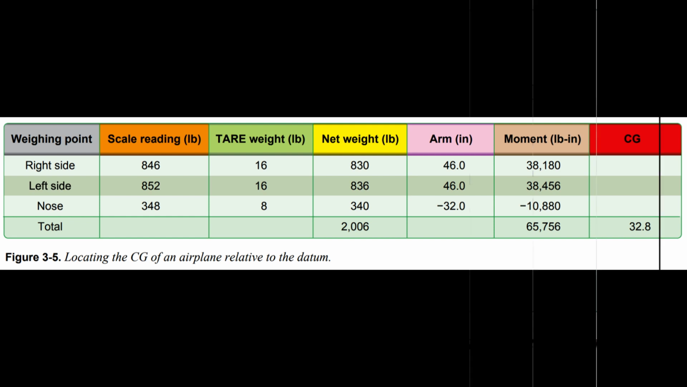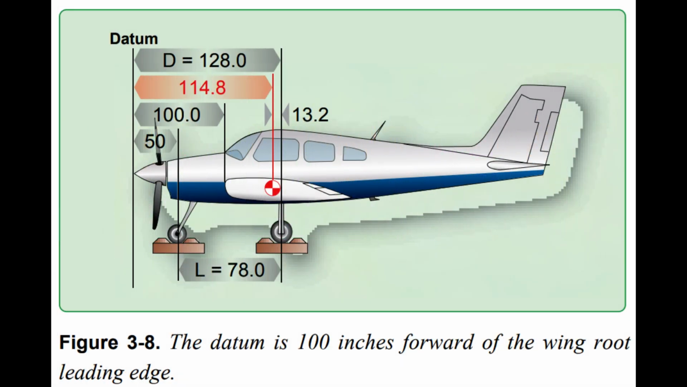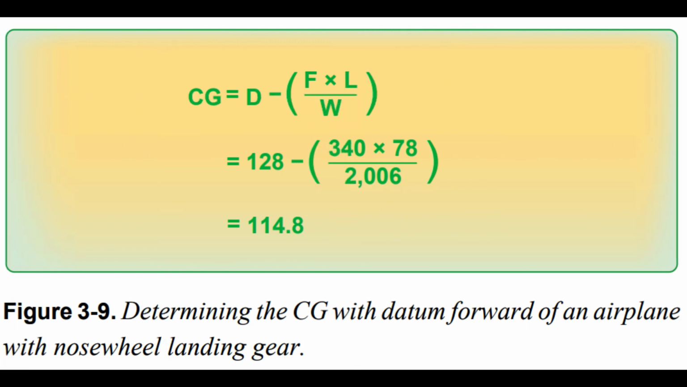Datum forward of the airplane, nose wheel landing gear. The datum of the airplane in Figure 3.8 is 100 inches forward of the leading edge of the wing root, or 128 inches forward of the main wheel weighing points. This is distance, d. The weight of the nose wheel, F, is 340 pounds, and the distance between main wheels and nose wheel, L, is 78 inches. The total weight of the airplane, W, is 2,006 pounds. Determine the CG by using the formula in Figure 3.9.